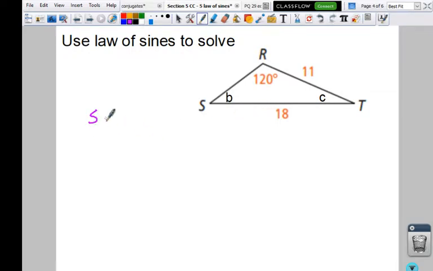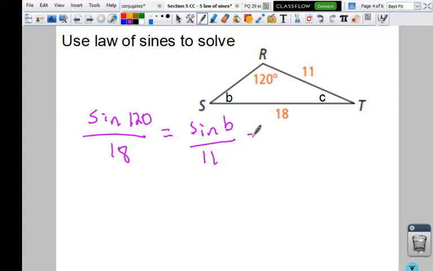Alright, so I'm gonna set it up. Sine of 120 over 18 is gonna equal sine of b over 11, which is going to equal sine of c. Actually, do we have any side over here? No. So how am I going to end up finding c? You have to find b. Yep. We're going to find b and then just do the 180 thing, which I probably should have done on the last one. Actually, no, I couldn't do that on the last one because they were all sides.